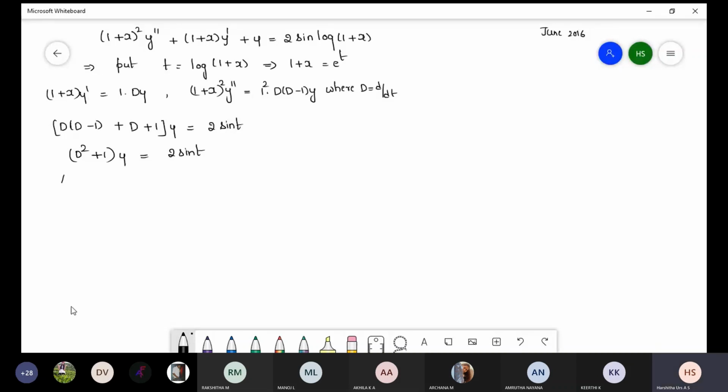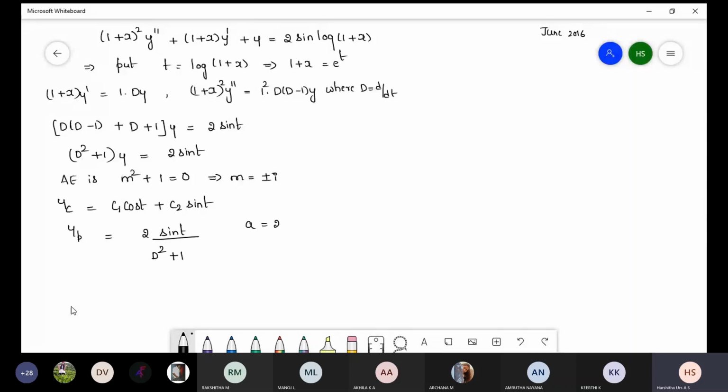Next, the auxiliary equation is m square plus 1 is equal to 0. So m is equal to plus or minus i. Yc is equal to c1 cos t plus c2 sin t. Yp is equal to 2 into sin t divided by D square plus 1.